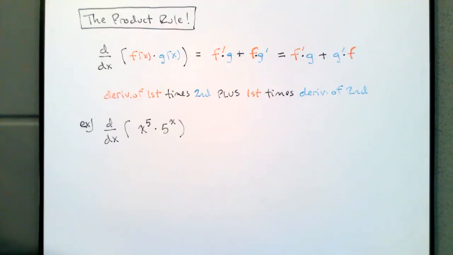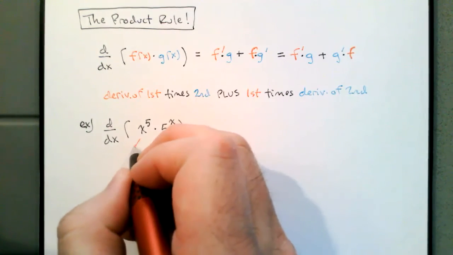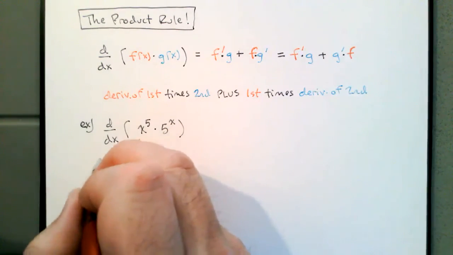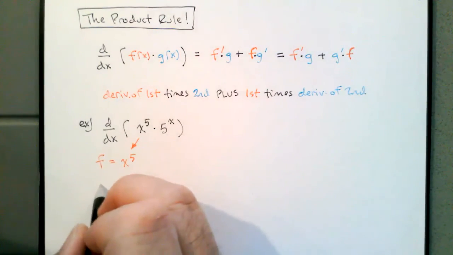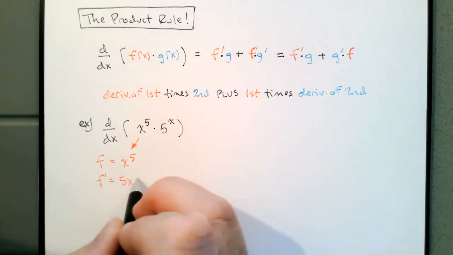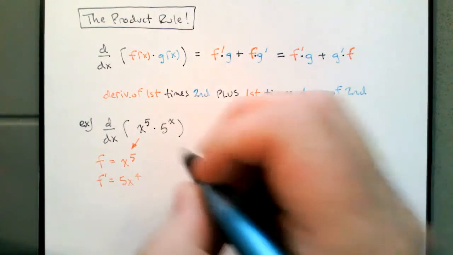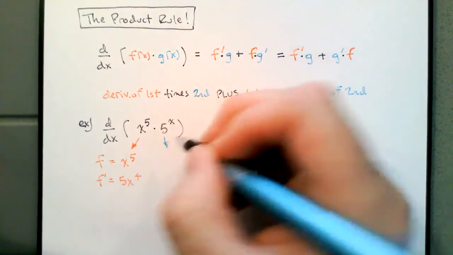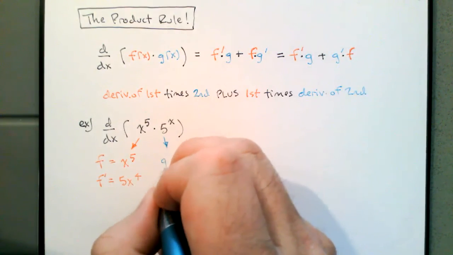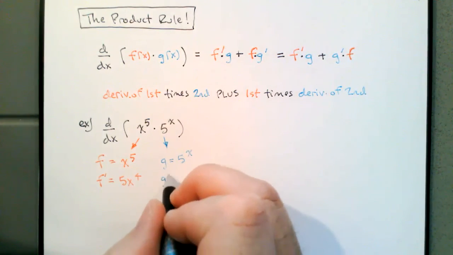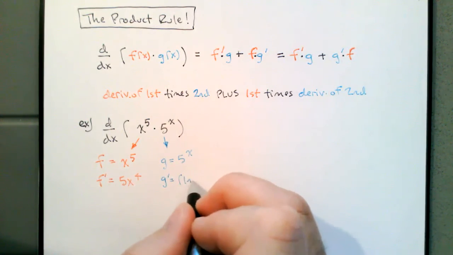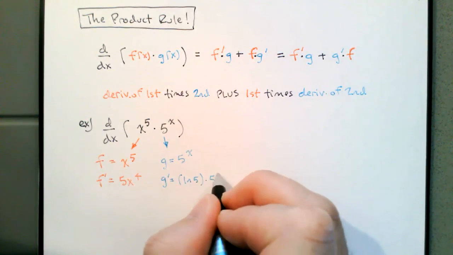One of these is going to be the first, the other one is going to be the second. Multiplication is commutative, so we can pick whichever one we want, but I'm just going to go with first things first. I'm going to say f is x to the fifth, so f prime is 5x to the fourth. And then I'll say that g is 5 to the x, so g prime is natural log of 5 times 5 to the x.